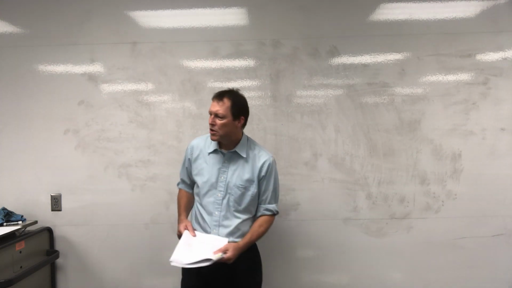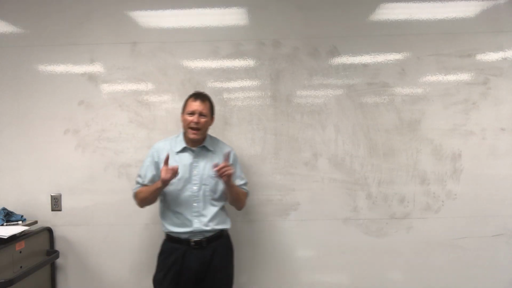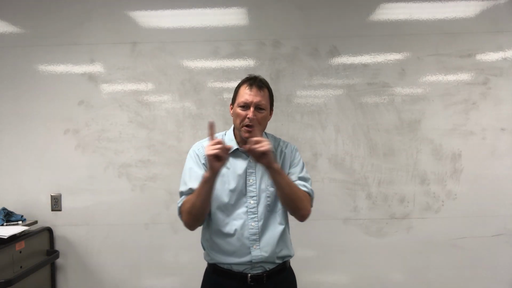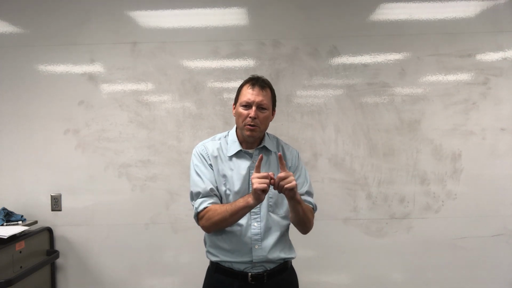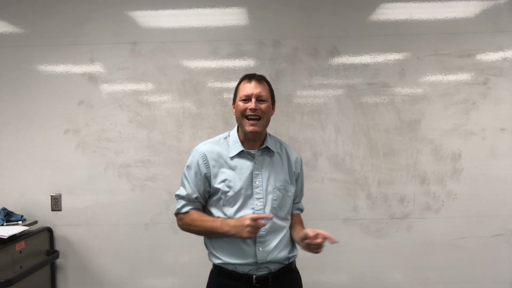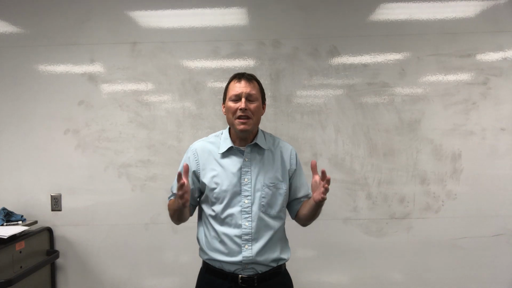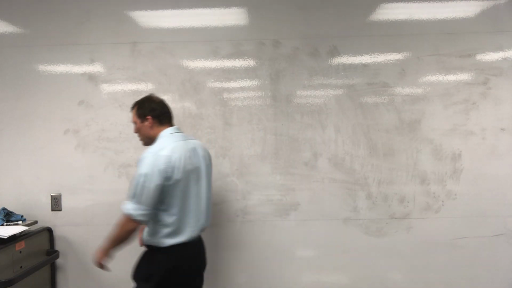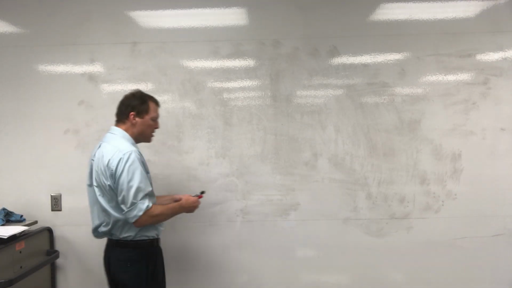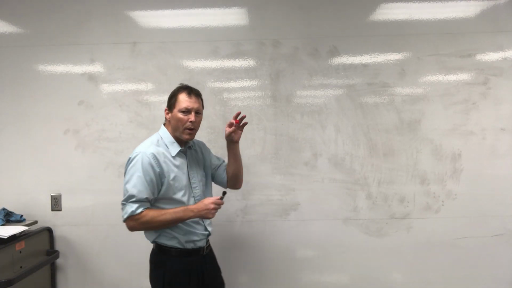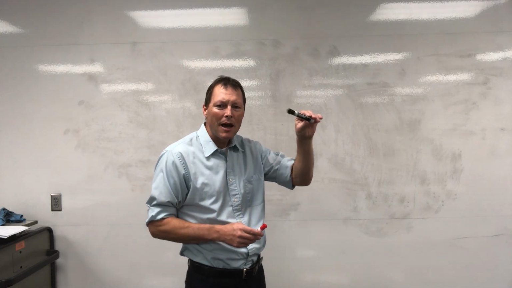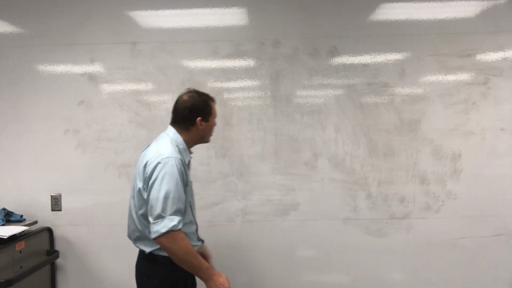So let's think about this problem. We've got two things going on here at the same time. We've got a speeder and we've got a parked police car that then accelerates and catches up to the speeder. Both of these things are happening at the same time. So let's just illustrate that with these two markers. The red marker will be my police car, and the black marker is going to be the speeder. So here we go.